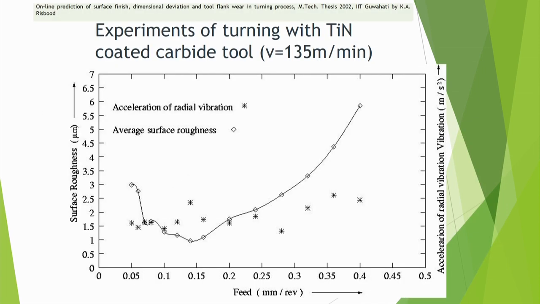For example, one MTech student in 2002 did some work. This was published also. He conducted experiments of turning with TiN coated carbide tool on steel material, and we are seeing these type of results. These stars are acceleration of radial vibration. He measured the vibrations also, and he also measured the average surface roughness, that is Ra value. It is seen that with feed, up to about 0.15 millimeter per revolution, the surface roughness is decreasing. Here the surface roughness is about 3 micrometer, but here it is only 1, and after that it starts increasing as we predicted theoretically.